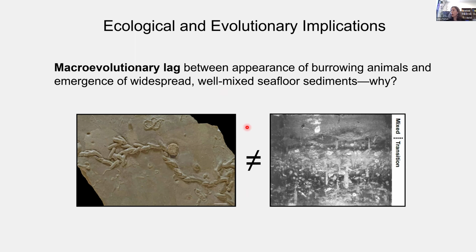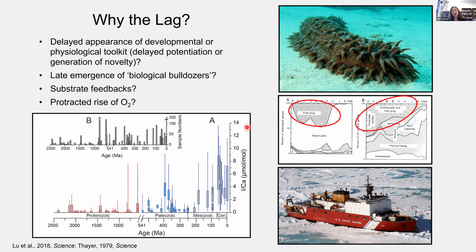This is a really striking macroevolutionary lag that spanned over 100 million years, including a number of important radiation events in early animals. So why might it be that we have such a striking macroevolutionary lag? And I think one possibility that we should at least consider is whether this could reflect a delay in the emergence of the necessary developmental or physiological toolkit. So were early bioturbators simply incapable of more intensive forms of sediment mixing?